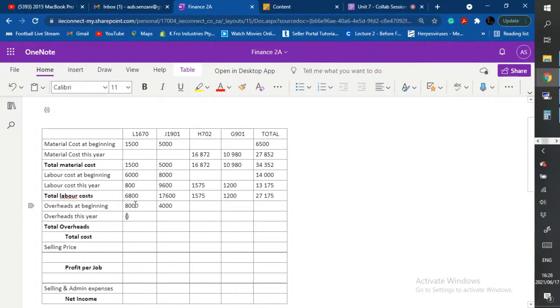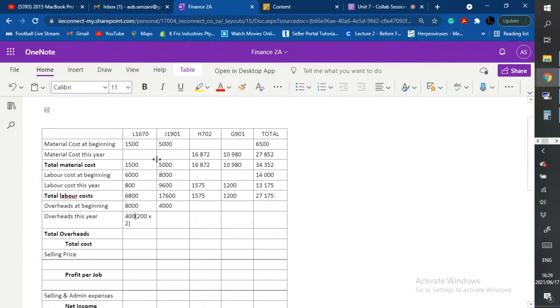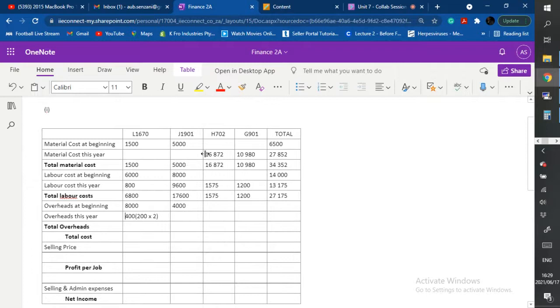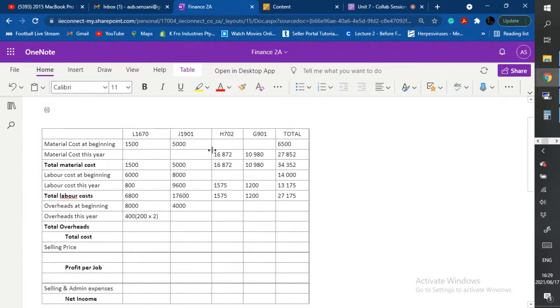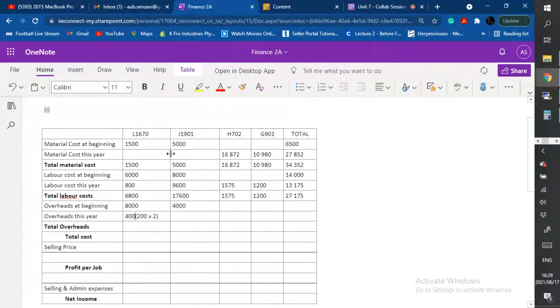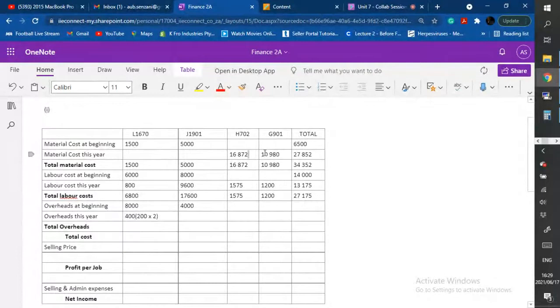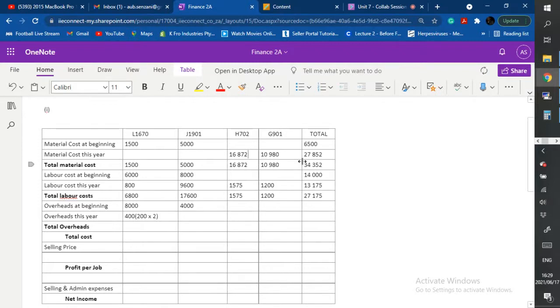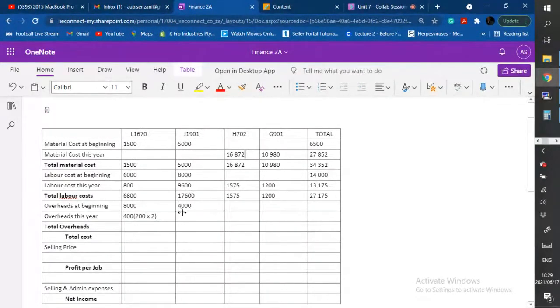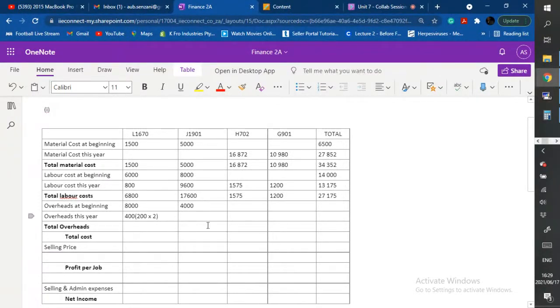So here, what we say is for L1670, we are saying 200 times 2 Rand. Okay. I'm looking at the direct labor hour table, and I'm looking at how many hours for L1670, and then I'm getting 400. Okay, so let me just stretch out these a little bit. Okay, awesome. So here we have 3,000.